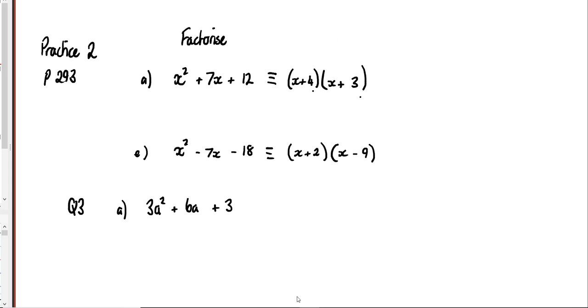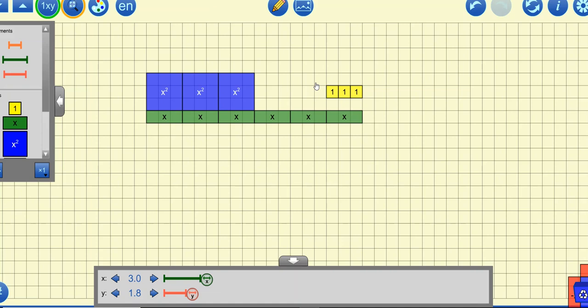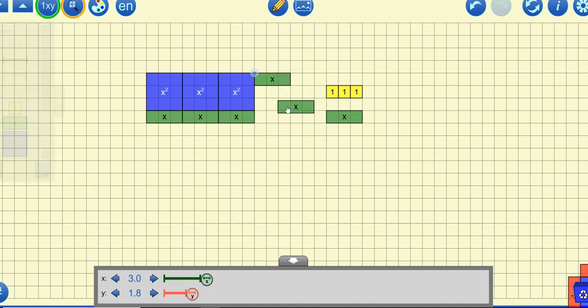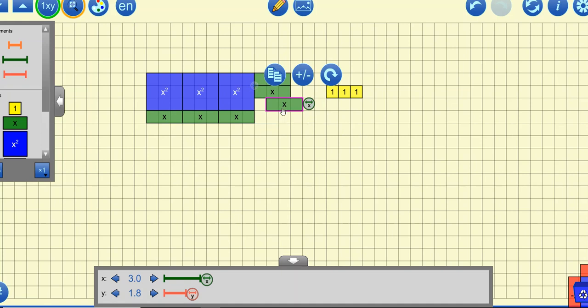So one final one for us to go through. Well, what happens when we have more than one x squared, or a squared in this case? We can replace the x and the a. So I've set my tiles up in this way, put them out, and we do the same thing. We try and make our rectangle just like we did before, and I'm sure you can then see my factorized form. So I would have 3x plus 3 and 1x plus 1, and those would be my brackets.